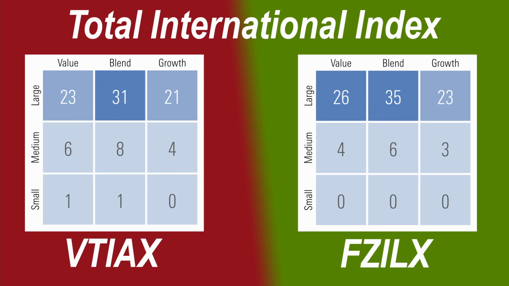Next are the international stock indices, VTIAX on the left and FZILX on the right. This one has more of a difference, with the Vanguard fund having more medium and small companies than Fidelity. 75% of VTIAX is in large companies versus 84% for FZILX. This is pretty significant. The breakdown of value versus growth is almost identical, with 1% more in growth for VTIAX and 1% more in blend for FZILX.